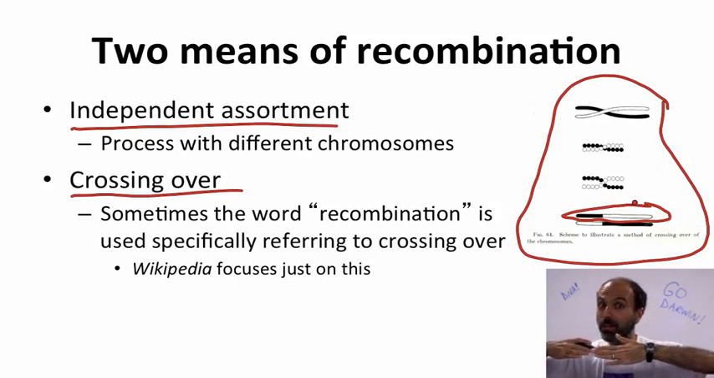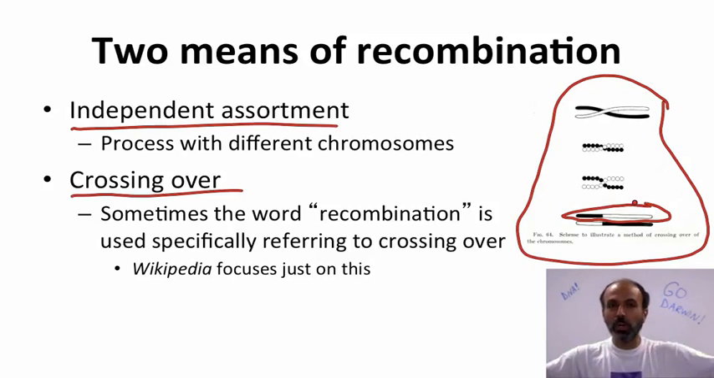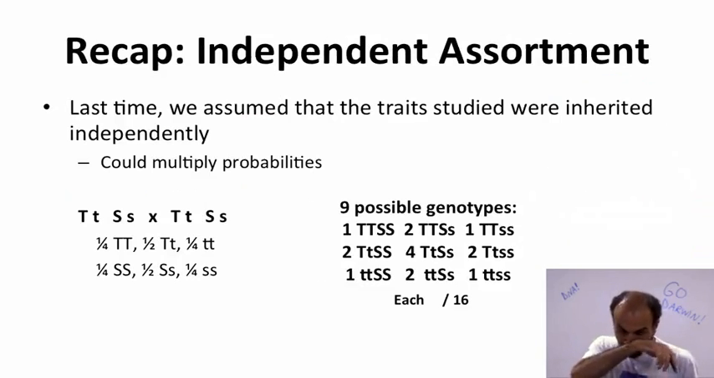So it's this, again, new combination, but it's actually happening along the length of one particular chromosome. So let me recap what these two things are. First, in terms of independent assortment. Importantly, we can study independent assortment by multiplying probabilities, right? Because we assume that traits are inherited independently.